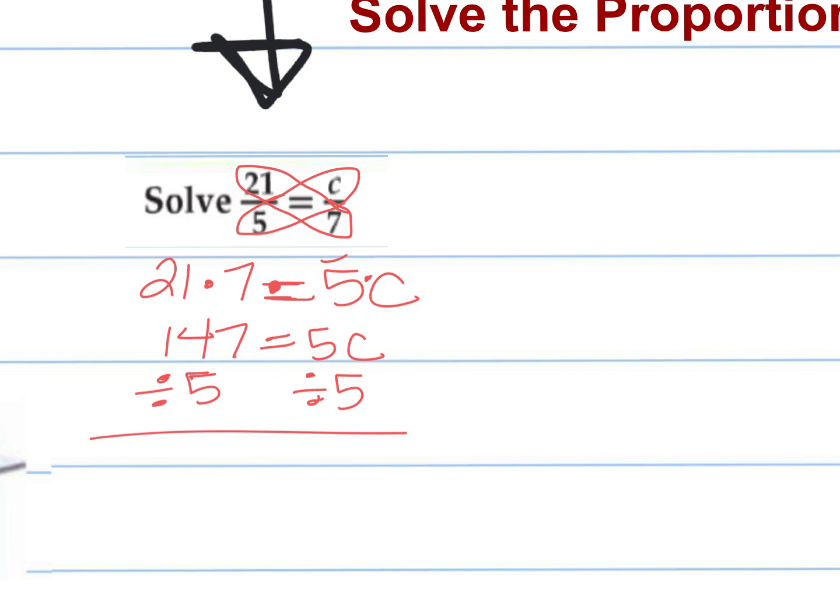So then I'm going to do 147 divided by 5, and I get 29.4. So then I would put that up into C. So 21 to 5 is the same as 29.4 to C.